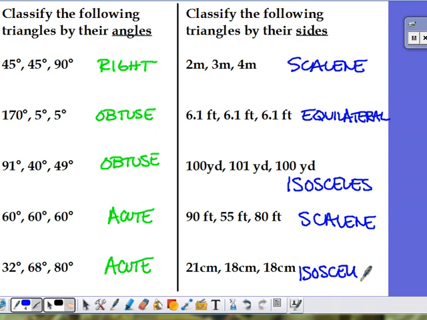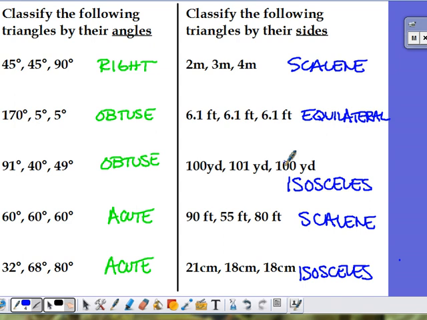So, when you are looking at this, if you're looking at angles, you only care about if they're acute, obtuse, or right. You don't care if any of them match. But when you're doing sides, the only thing you care about is if they do match or not. The numbers themselves really don't matter. So the fact that these are 100 yards here and these are only 6 feet, that doesn't matter. You're just looking to see if they match or not.